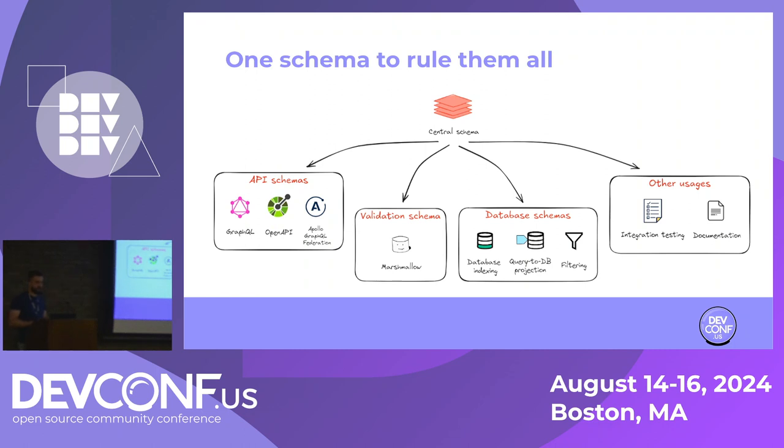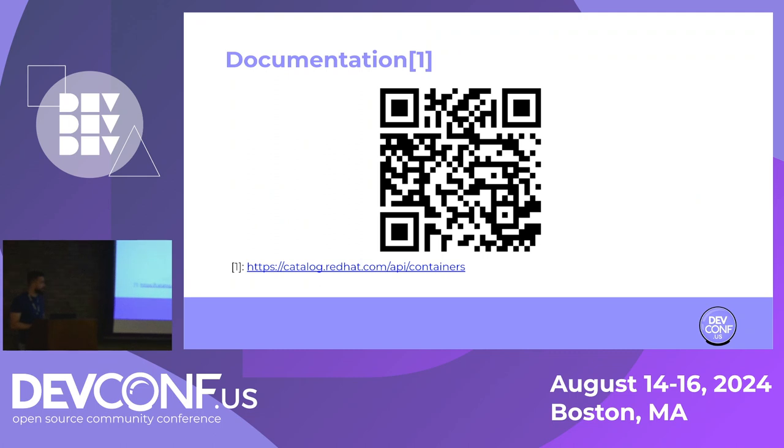This filtering mechanism is used in get many queries for filtering out results that are wanted or unwanted. And we have also other usages. We are using the central schema for generating integration testing data, because when you have all the schema with all attributes, it is easy to reflect that into integration testing. It's a pity to not use it, actually. And last but not least, we are generating our beautiful documentation from the central schema.